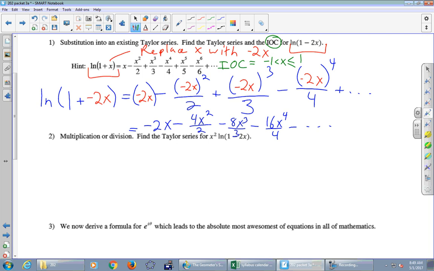Well, you could use the ratio test on this blue one, but again, there is a shortcut. And the shortcut is to say, hey, all we did was replace x with negative 2x. So in this interval of convergence, all we're going to do is replace x with negative 2x. So here we go. For this guy, interval of convergence, the x becomes negative 2x. But the -1 and the 1 and the inequality symbols all get copied. So just one change.